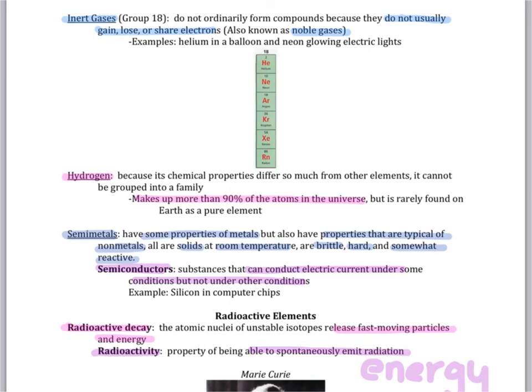Semimetals are special because they have some properties of metal, but they also have properties that are typical of nonmetals. All of them are solids at room temperature. They are brittle, hard, and somewhat reactive. A type of semimetal are semiconductors. They are interesting because they're substances that can conduct electric current under some conditions, but not under others.